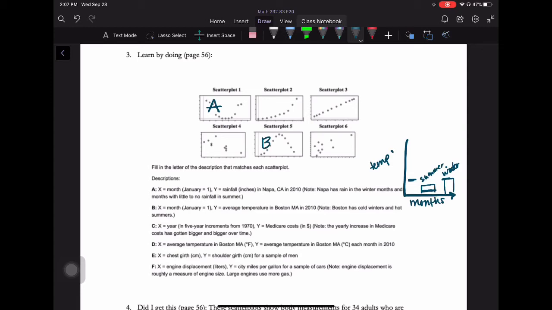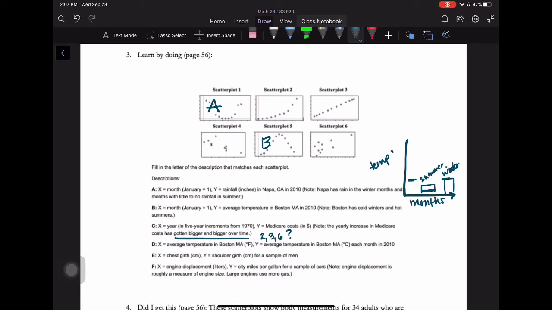C says X is the year in increments of 5 from 70. So as you go from 0 on, your years are increasing. And Medicare costs have gotten bigger and bigger over time. So we're looking for an increasing trend, which scatter plots 2 and 3 both show, and 6. So I'm looking at 2, 3, or 6 maybe. 6 doesn't really have a very definitive increase, but I might want to come back to that.